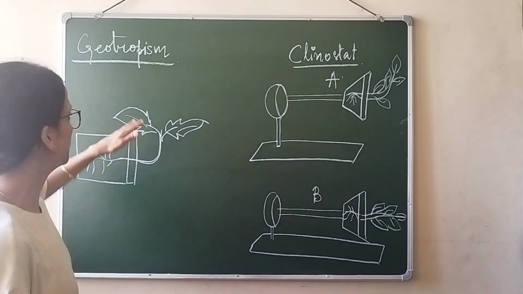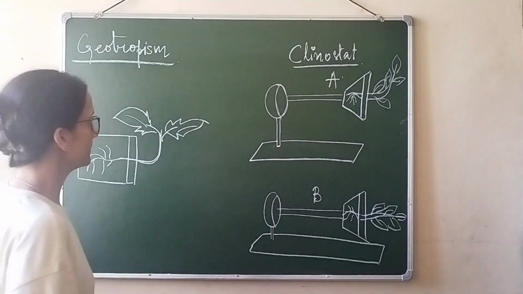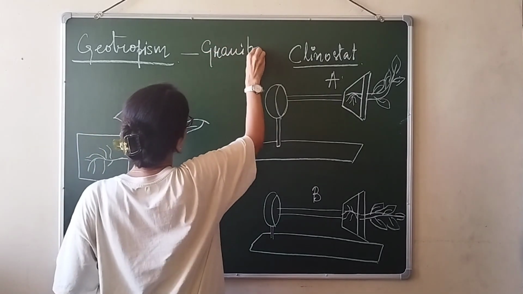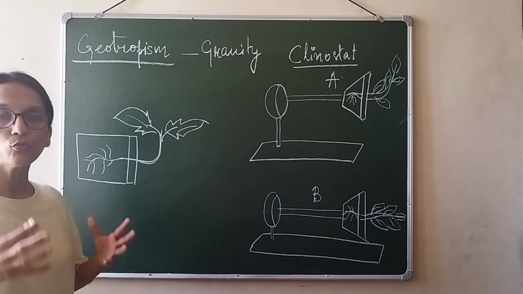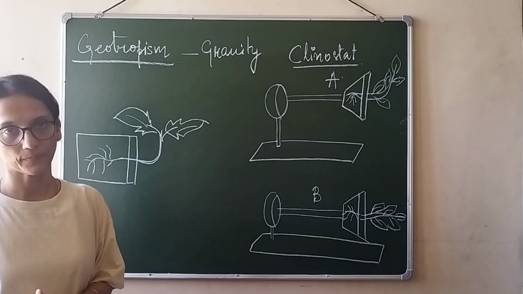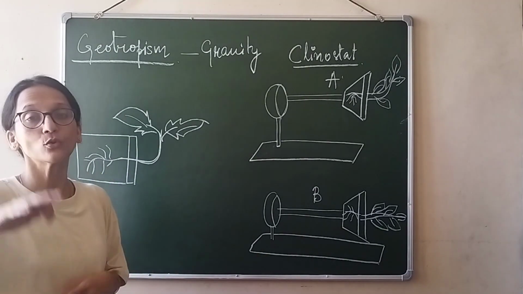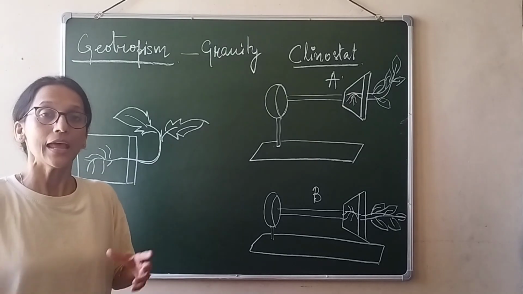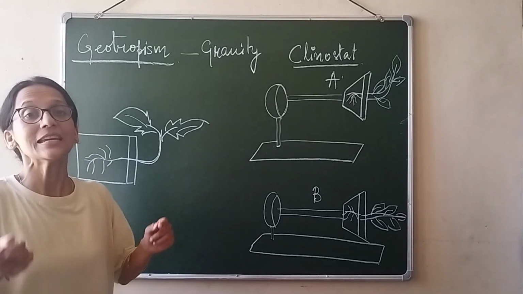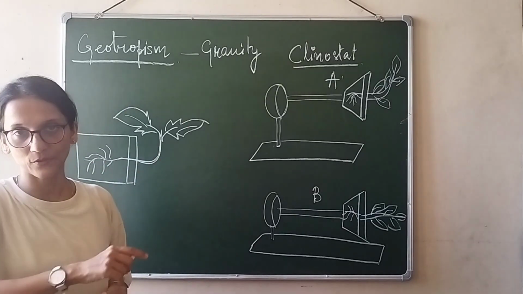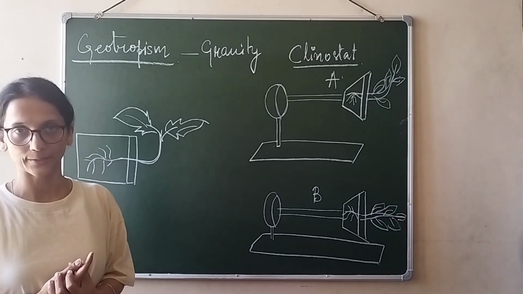In the second type of movement, which is called geotropism, the stimulus is gravity. So, as we see in most of the plants, the roots are positively geotropic. That is why they always have a tendency of growing downwards. They don't grow upwards towards sunlight. And the shoot is instead negatively geotropic because it always grows away from the gravity or opposite to the gravity.